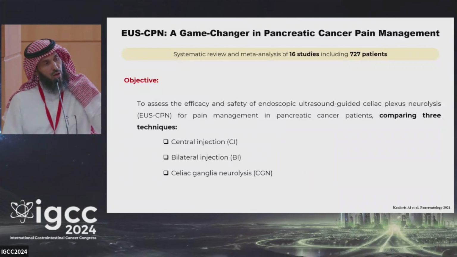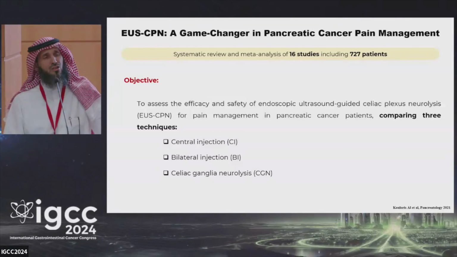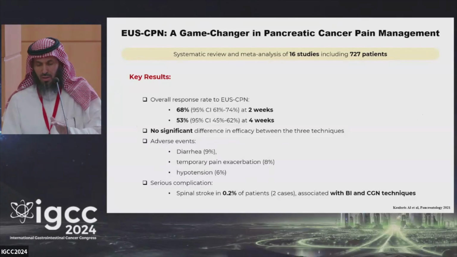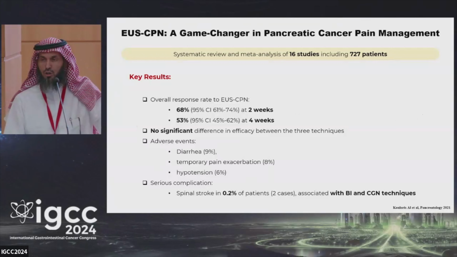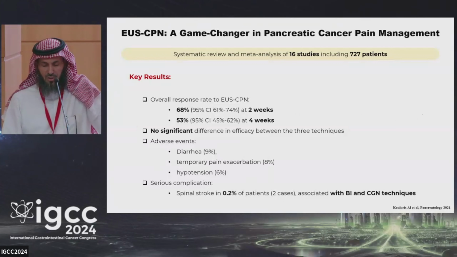As you know, the patient suffers from pain. This is a clear systematic review and meta-analysis comparing the 3 modalities of celiac plexus or ganglia neurolysis, central or bilateral. There's no difference between them, but there are more complications with the bilateral. So with a patient you can use only unilateral and get a good response, around 70% response rate in controlling the pain.